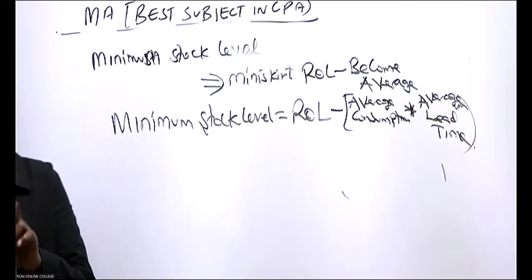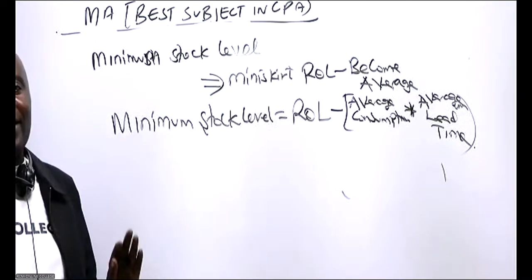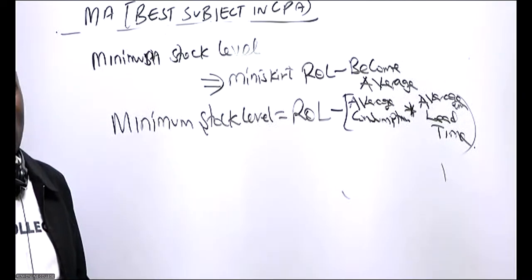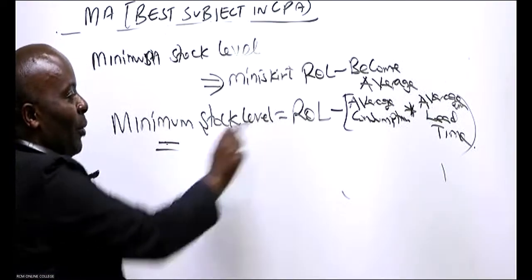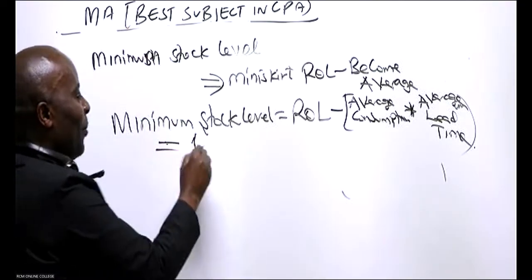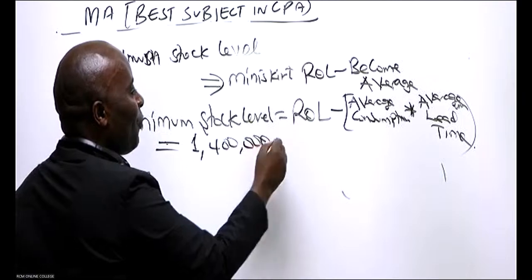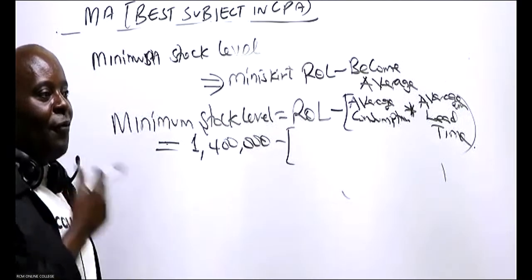Average is also known as normal. So whenever you see normal or average, that is one and the same. So let's roll on this together. Is there somebody who is able to remember the ROL figure, the one we got up there, 1.4 million? So this 1.4 million minus, into brackets, what do we have? Average.